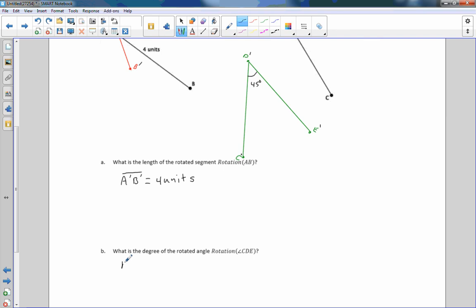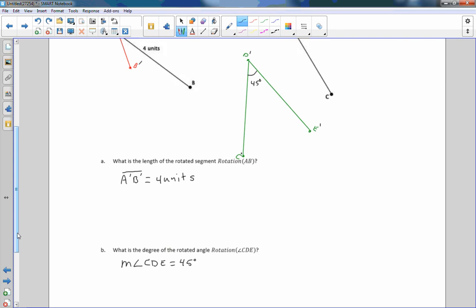So I would say the measure of angle CDE equals 45 degrees. Answer the question completely. Don't just put a 45 and say you answered the question. The measure of angle CDE equals 45 degrees.